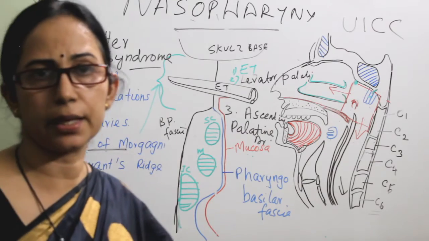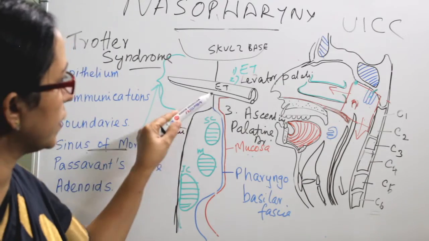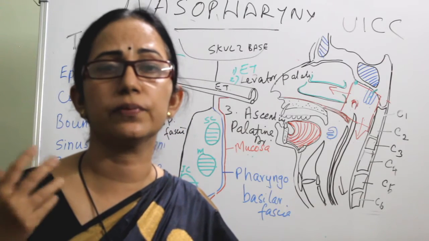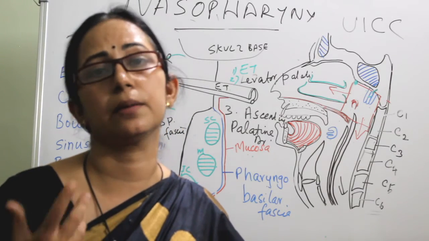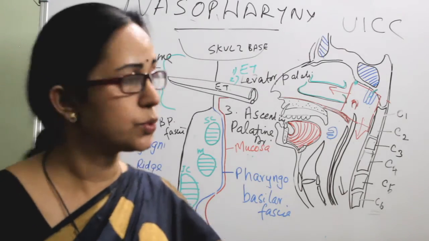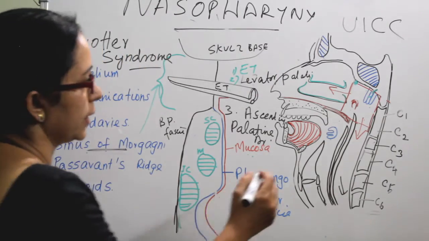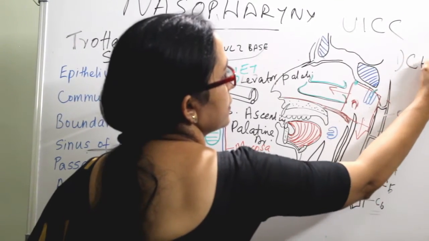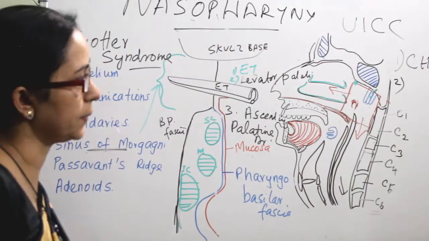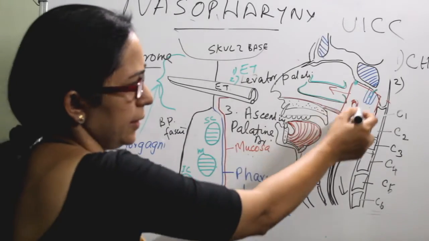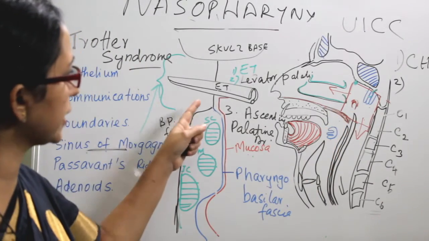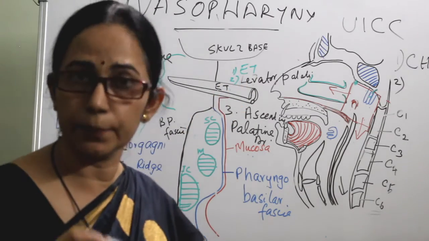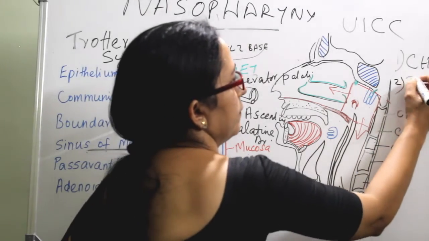So what all things can happen? This nasopharyngeal carcinoma can go through the Eustachian tube. It can go to the middle ear. If it is going to the middle ear, there can be middle ear effusion. So there will be conductive hearing loss, isn't it? Then second, what can happen? This is filling this area, isn't it? The second is levator palati involvement, so there will be soft palate immobility.